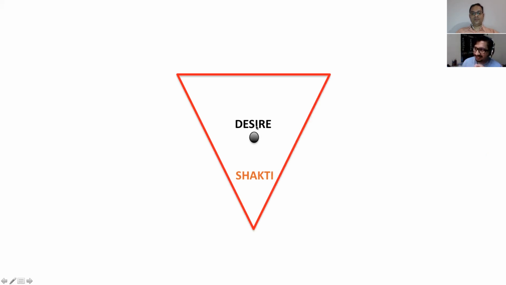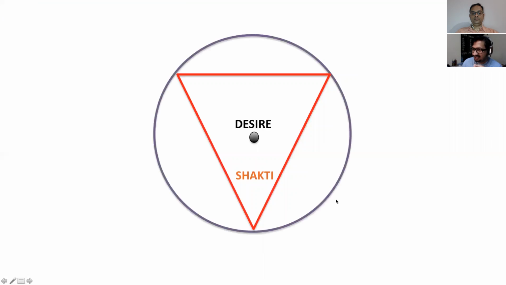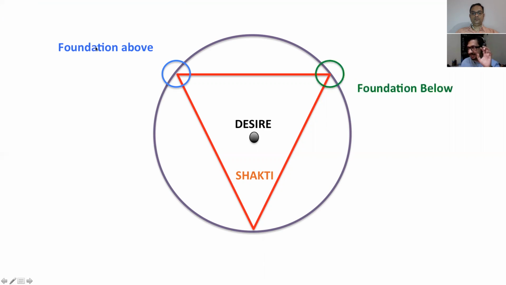Within the blank space of your mind, you'll find that initially there is a desire. And then the desire expresses itself as the Shakti around the desire. And this Shakti will have a foundation above from which the Shakti is descending. So there will be two mechanisms: a foundation above, and a foundation through which the Shakti is associating itself as it begins to express itself completely.